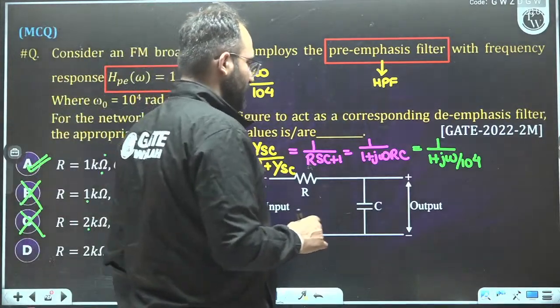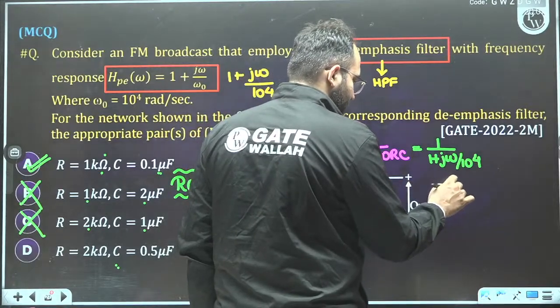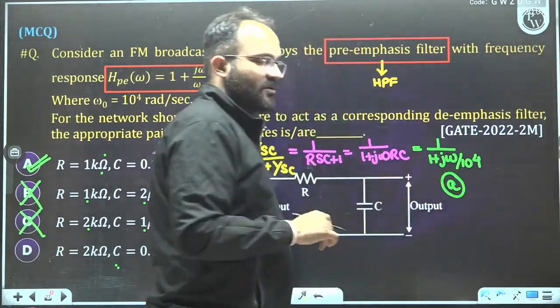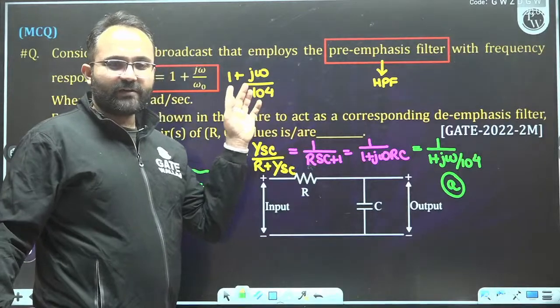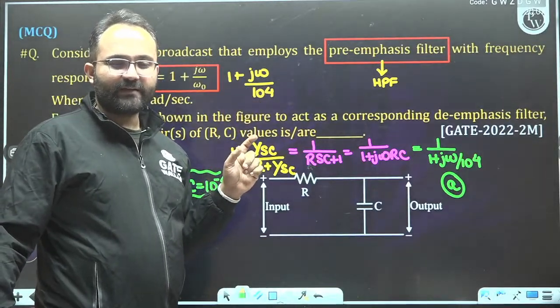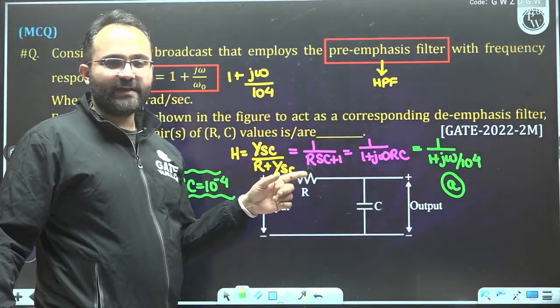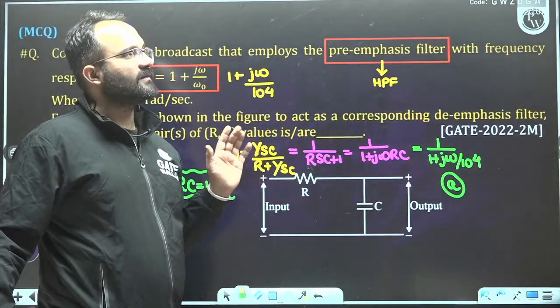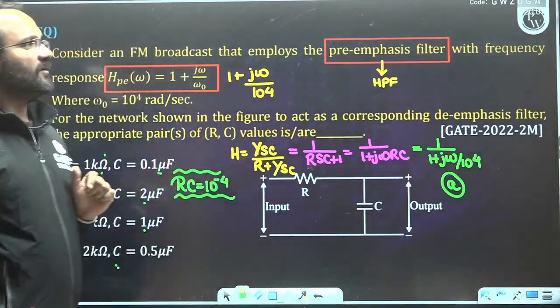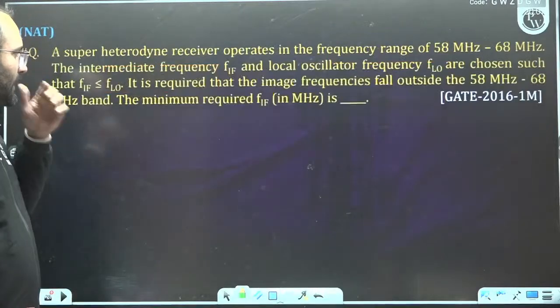We only have to see that the de-emphasis and pre-emphasis should cancel each other. So if the pre-emphasis filter is given, we can easily find out the filter response of the de-emphasis. We can compare and get the result. Okay? So let's move on.